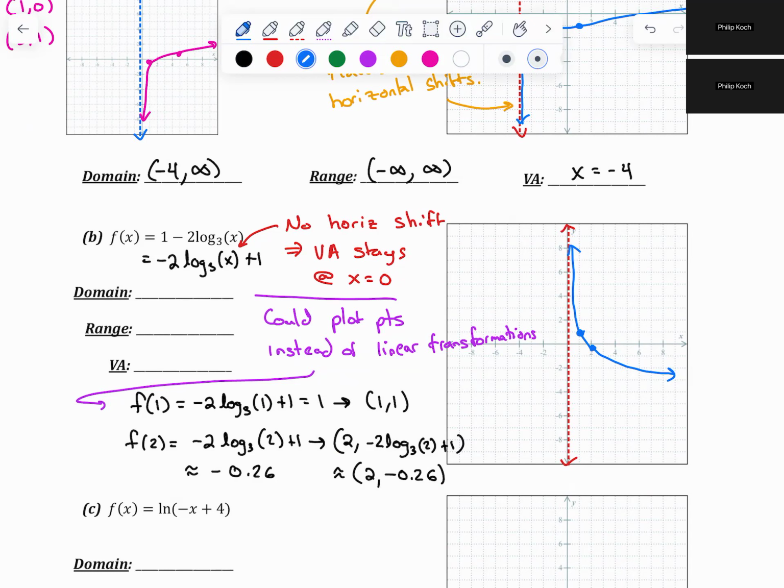But then every once in a while, if you want to, the clever thing is to choose powers of the base. Try and make the inside a power of the base. So we want to do like 9 or 27 or something like that, because that will give us a nice logarithm value. But that's besides the point. Just plotting the approximation is fine.